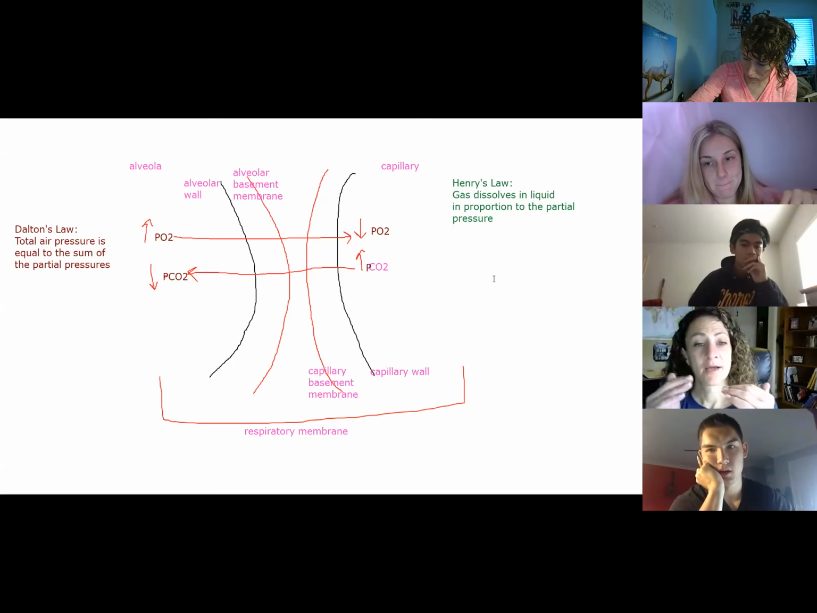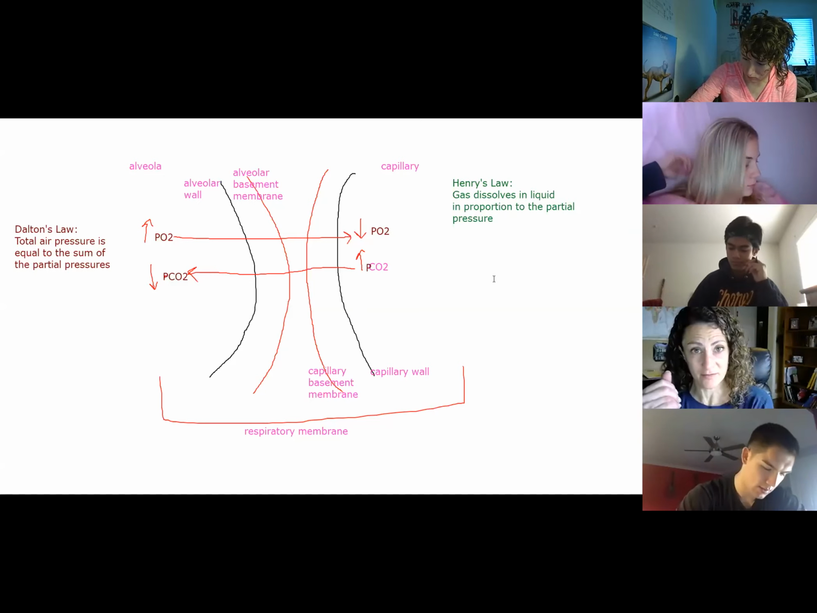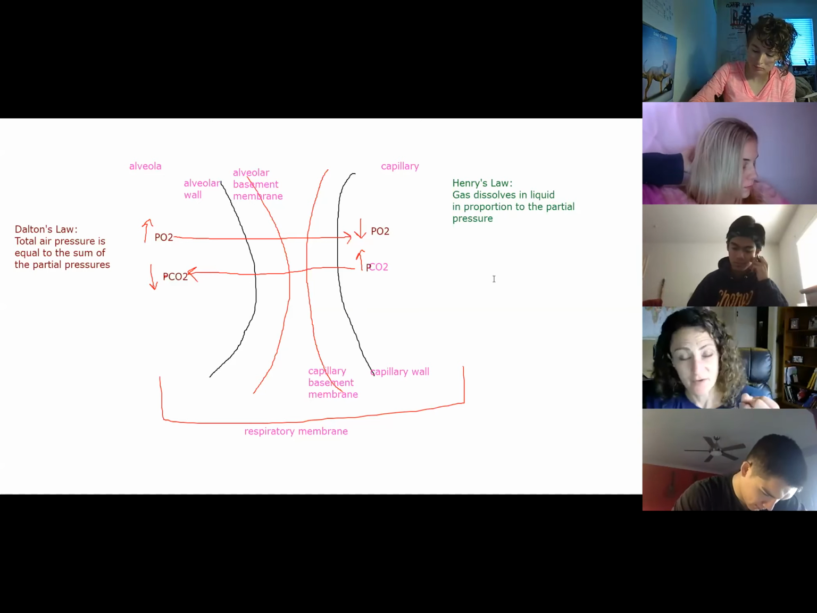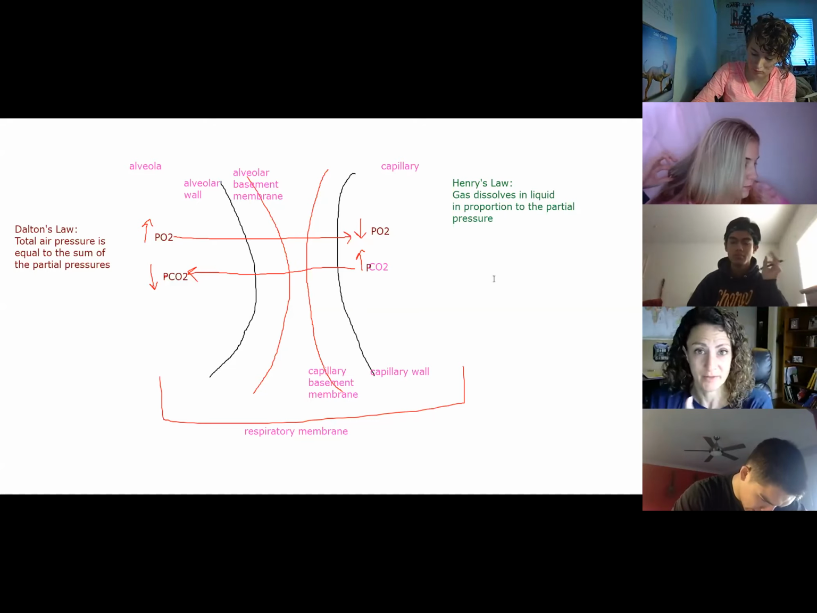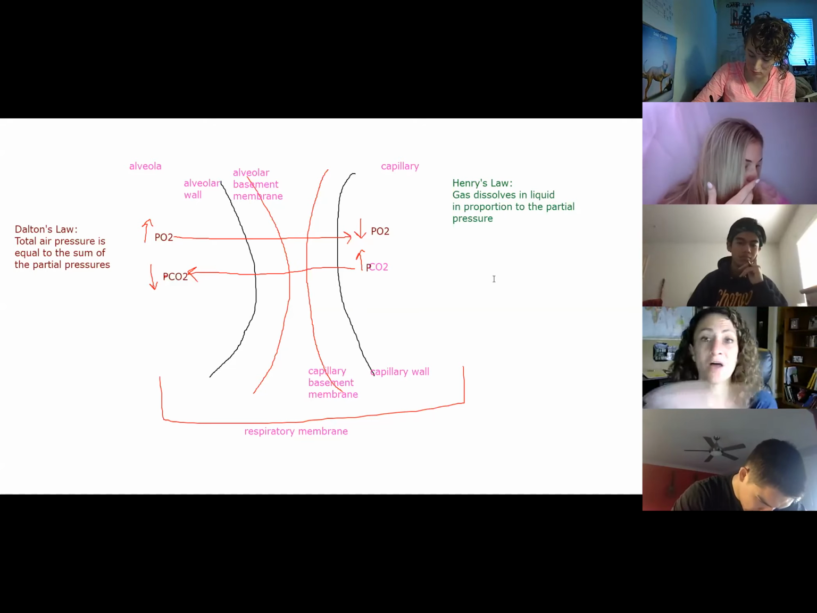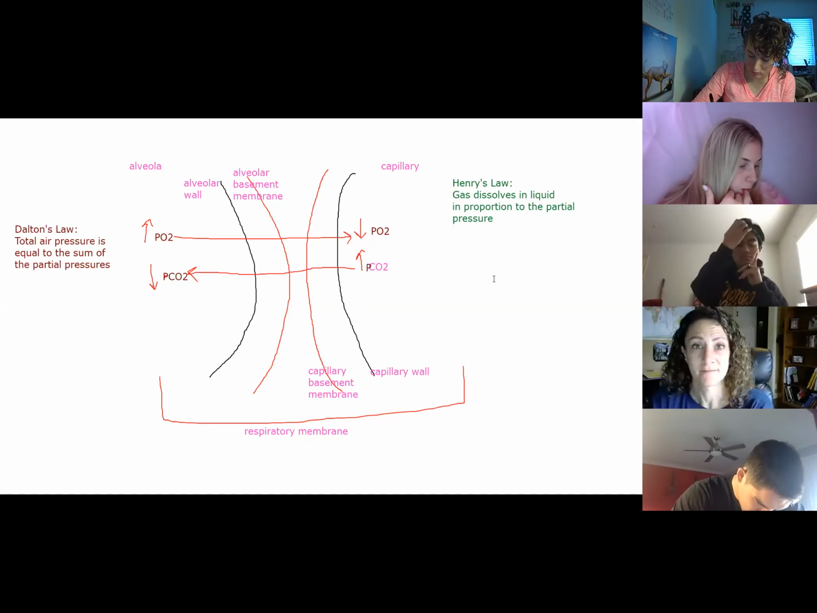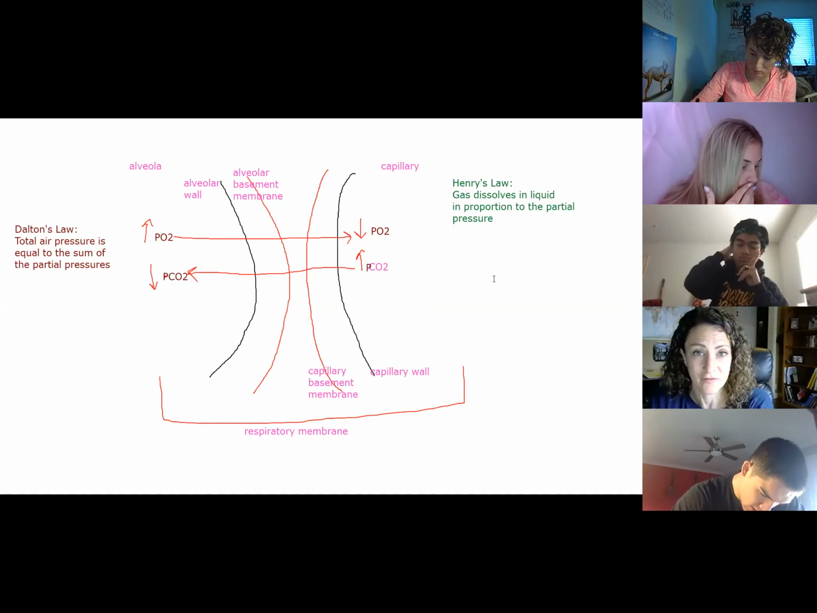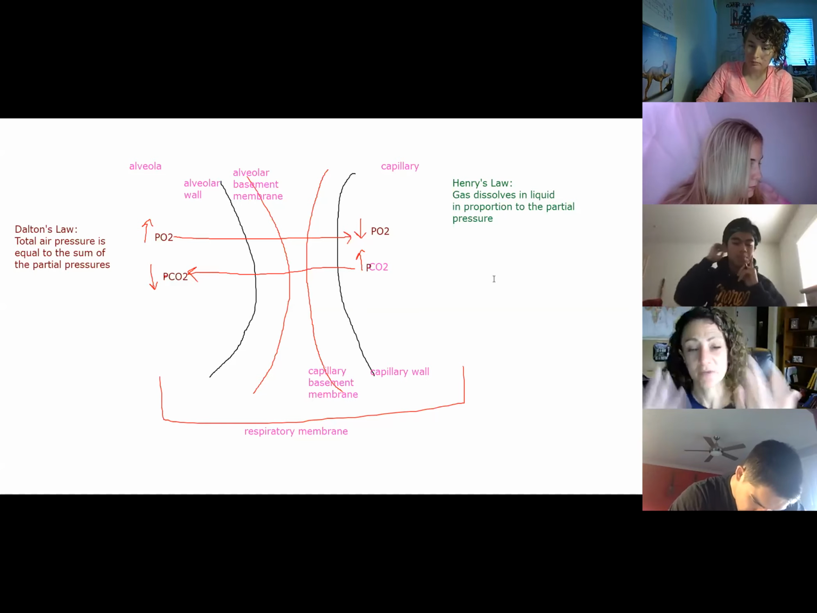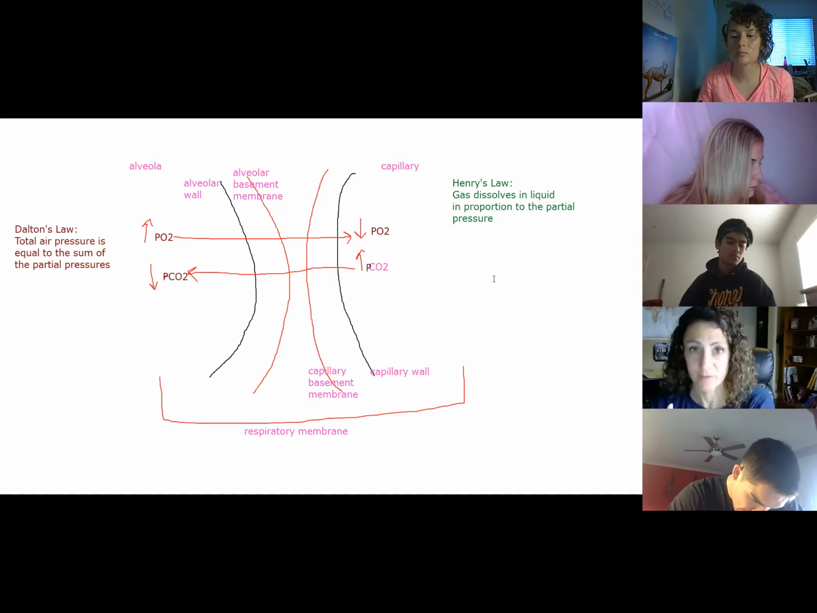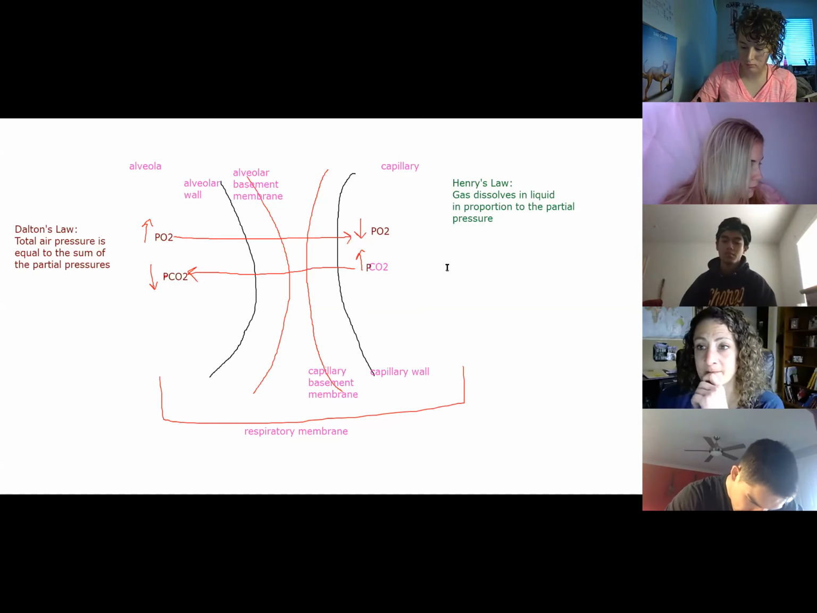So all that means is if we have a lot of oxygen in our lungs, we will have a lot of oxygen dissolving into the blood. It just means there's not a lot lost in translation. It's not that only 20% of the oxygen is gonna move across. If we have a lot of oxygen present, a lot of it will move over. Okay, don't overthink that. And then I have one more law for you.